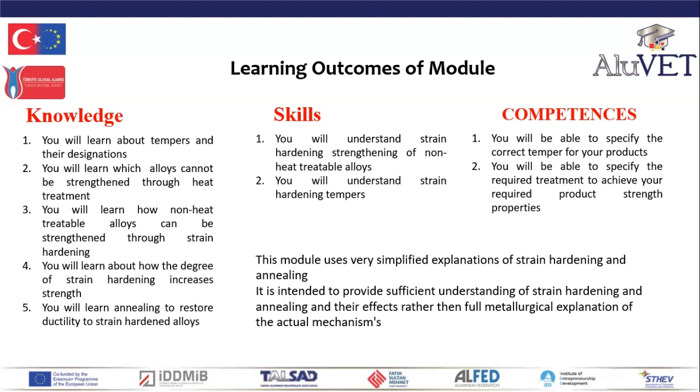This module uses very simplified explanations of strain hardening and of annealing. It is intended to provide sufficient understanding of strain hardening and annealing and their effects, rather than a full metallurgical explanation of the actual mechanisms.